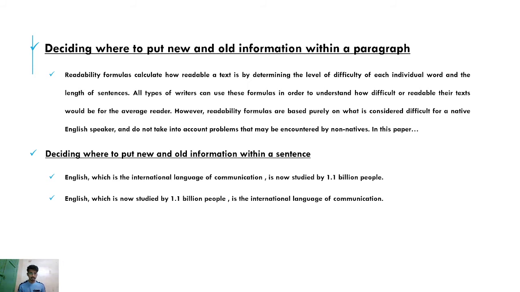English, which is the international language of communication, is now studied by 1.1 billion people. English, which is now studied by 1.1 billion people, is the international language of communication. Between these two sentences, the second sentence is correct because the international language of communication is the newer information, and the older information is that 1.1 billion people are already using English as a communication language.